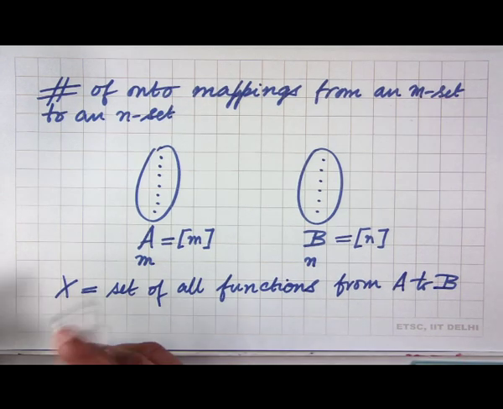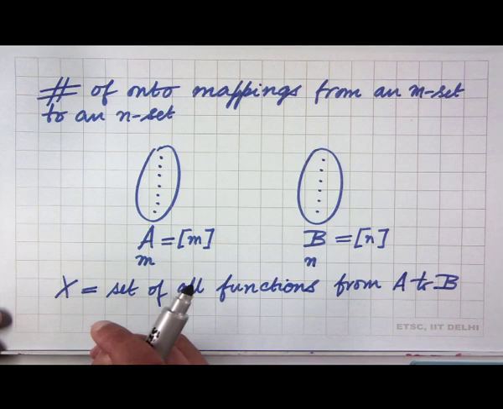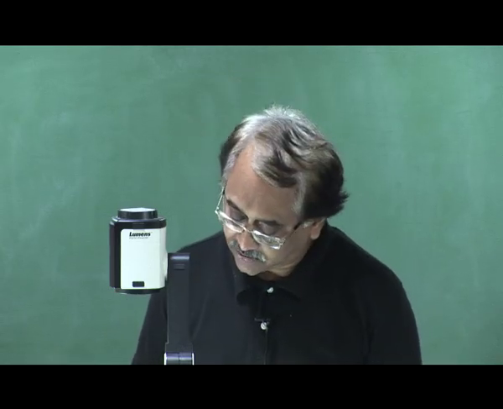I've taken A to be the specific set 1 through M and B to be the set 1 through N. So this is X. This is fairly obvious because I want to pick a set which is larger than the set that I want to evaluate, and at the same time is a set whose size I can measure. It's quite easy for me to figure out the size of the set X. What is the size of the set X?